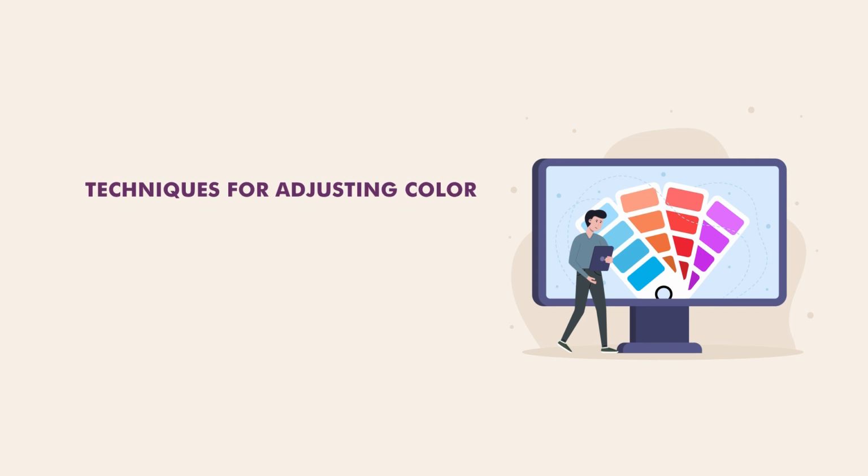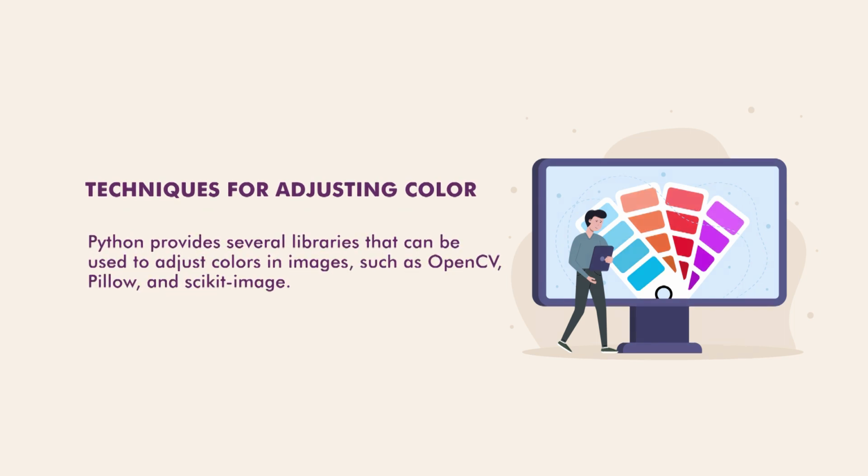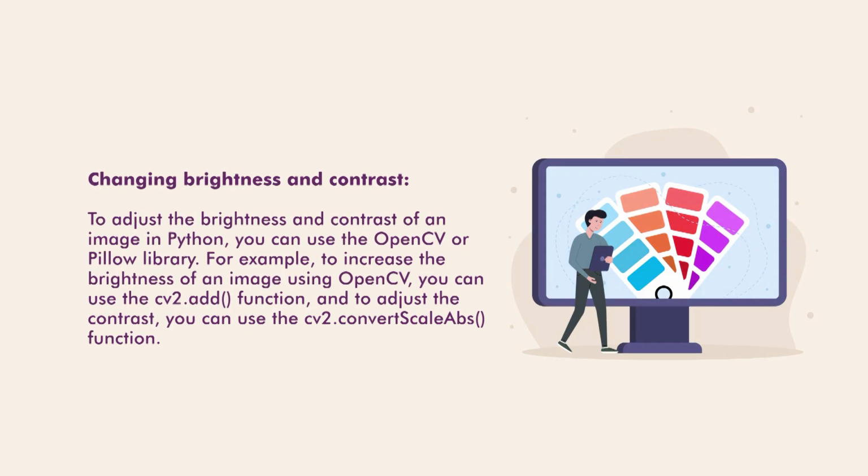So, techniques for adjusting colors. Python provides several libraries that can be used to adjust colors in images, such as OpenCV, Pillow, and scikit-image. Here are some techniques for adjusting color in Python. So, first of all, we have to learn changing brightness and contrast. To adjust the brightness and contrast of an image in Python, you can use the OpenCV or Pillow library. For example, to increase the brightness of an image using OpenCV, you can use the cv2.add function. And to adjust the contrast, you can use the cv2.convertScaleAbs function.